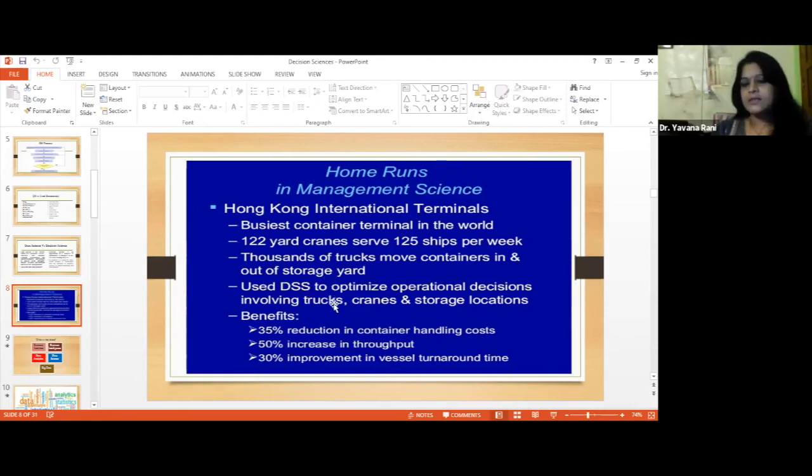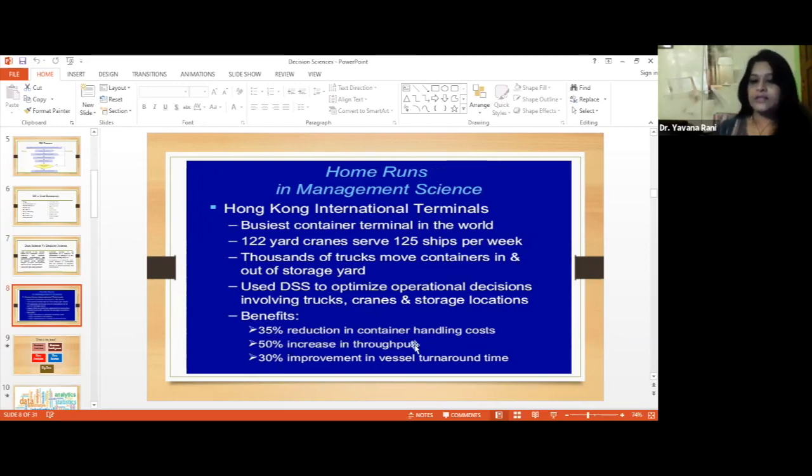They faced many problems in unloading and loading the containers from the ship. So they used a decision support system to optimize the operational decisions involving the trucks, cranes, and the storage locations. After applying this system, these are some of the benefits the terminal has achieved. They achieved a 35% reduction in the container handling cost.